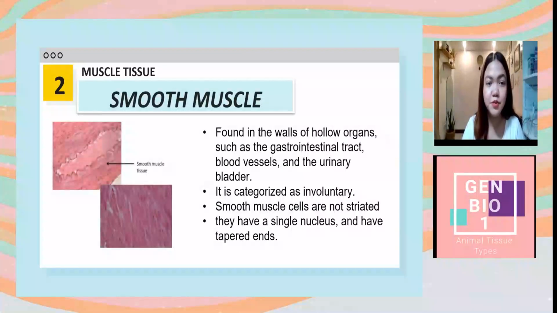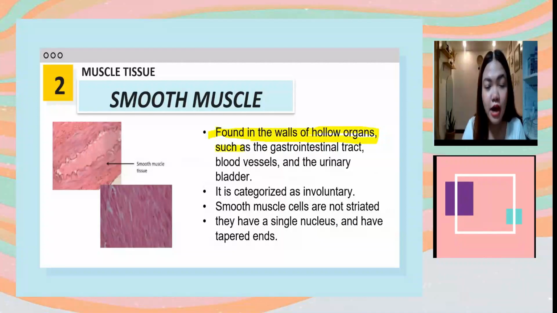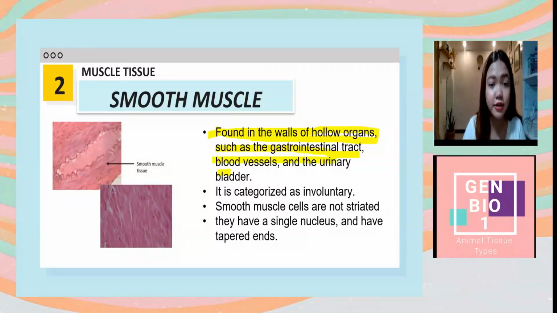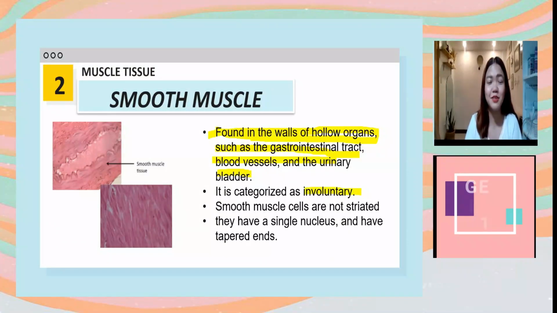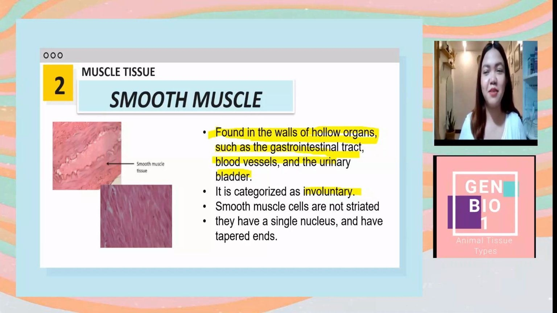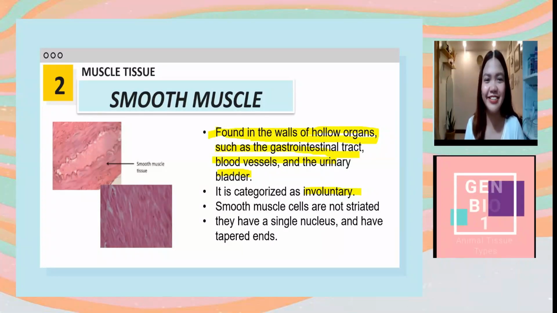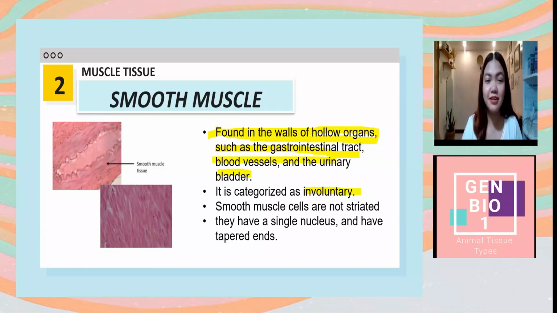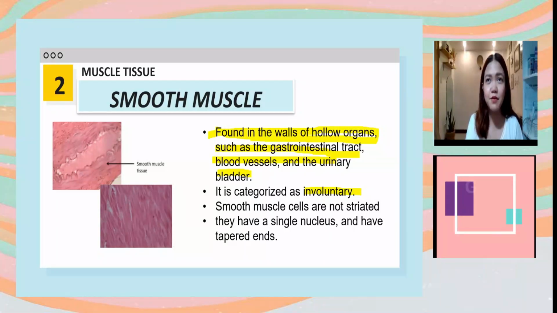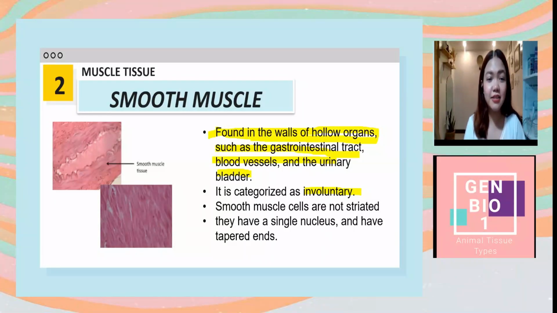Okay. Next, we have your smooth muscles. So these are found in the walls of hollow organs, such as your gastrointestinal tract, blood vessels, and urinary bladder. It is categorized as involuntary. Kasi it's involuntary because you don't need to really command your stomach to digest. Okay, stomach, digest it na, and then pakisend mo lang yung mga nutrients dun sa may gastrointestinal tract. So, ay sa may small intestine. So, we don't really need to do that. It just happens that way. Whenever you take in food, automatically your gastrointestinal tract will do their work.